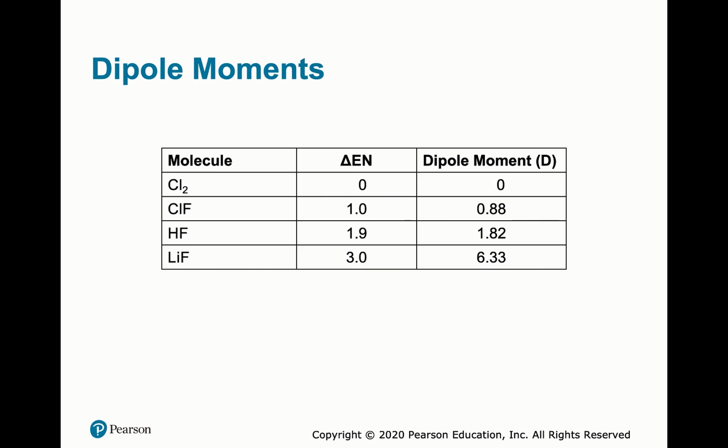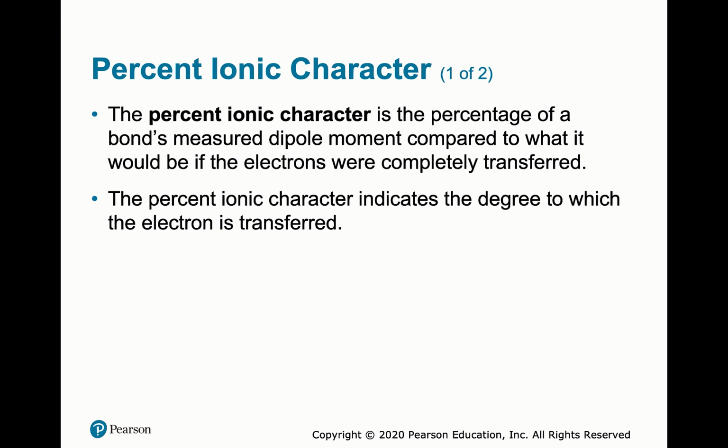To give you an example, chlorine, Cl2, is perfectly covalent and has no change in electronegativity. The dipole moment is negligible. Well, it should be 0. Lithium fluoride, on the other hand, has a large change in electronegativity, and you're going to have one charge on one end and the opposite charge on the other. The dipole moment is very high. And the percent ionic character tells you how the bond's dipole moment compares to what it would be if the electrons were completely transferred.